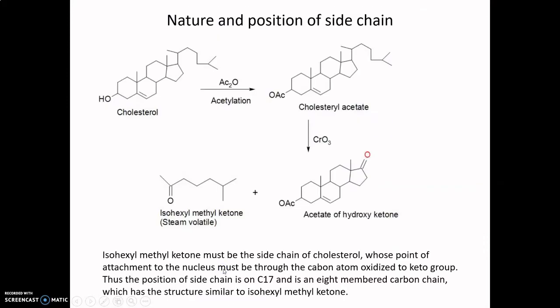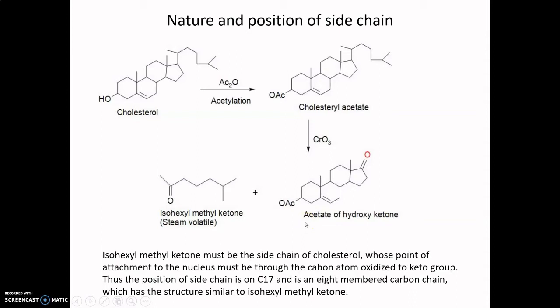Now this establishment of the position and nature of the side chain, we can divide into two. Let's first discuss the position of the side chain. To know the position of the side chain, the following reaction has been done. Cholesterol has been acetylated, in order to protect the OH group. So this OH group has become an acetate group. So you get cholesterol acetate, which on oxidation gives a steam volatile compound and acetate of hydroxyketone.